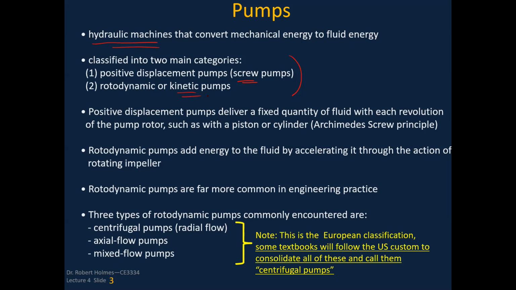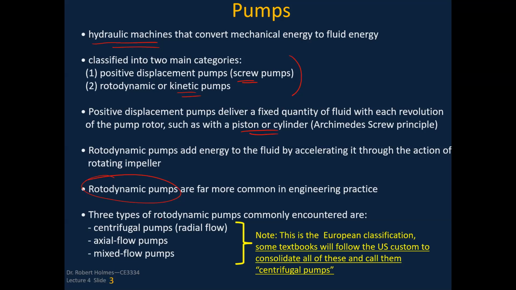The positive displacement pumps deliver a fixed quantity of fluid with each revolution of the pump motor, such as with a piston or cylinder. The rotodynamic pumps add energy to fluid by accelerating it through the action of a rotating impeller, just as I said. These rotodynamic pumps are far more common. You see those in a lot of applications.